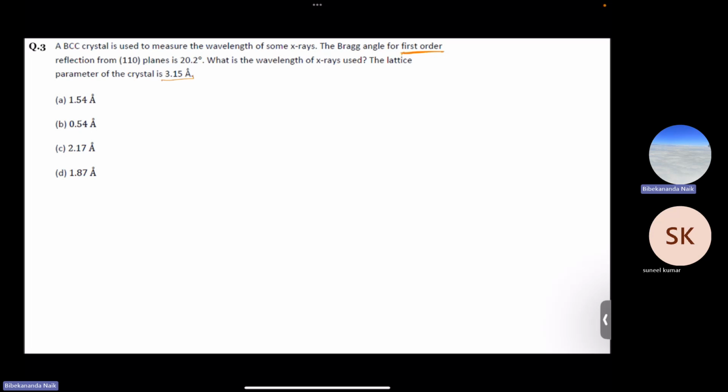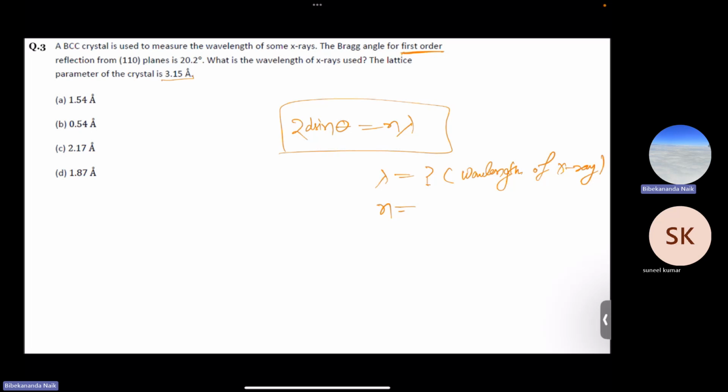So if we solve this question, we know the formula for X-ray diffraction for the peak to be seen or to appear. The relationship is 2d sin theta equals n lambda. Here we don't know lambda, so lambda is unknown for us. This is the wavelength of X-ray. Then the question says angle for the first order reflection, so first order means n equals 1.